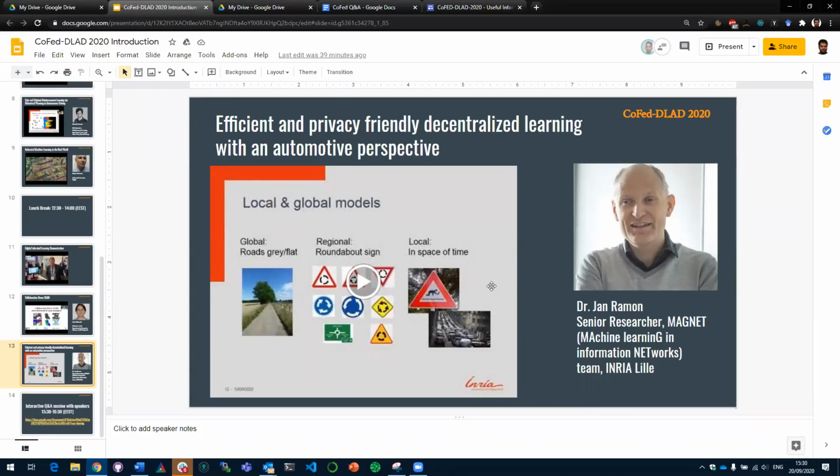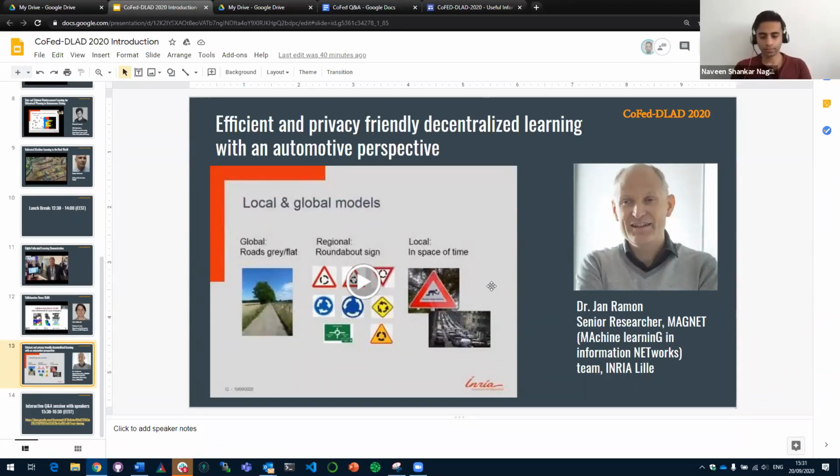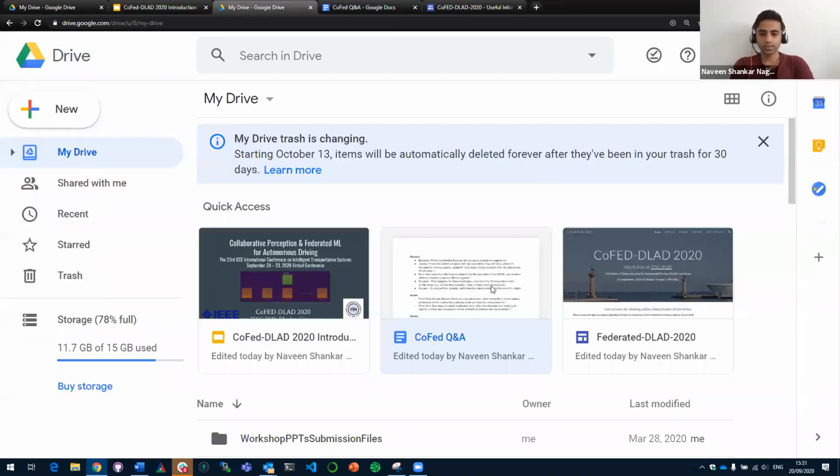But what I wanted to illustrate here is just that decentralized learning, where you pass messages or information or model pieces or updates to nearby places, is something which you naturally can do. Okay, I see. Yeah, thank you.